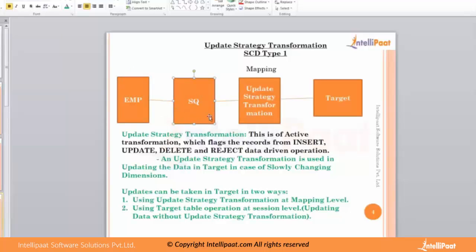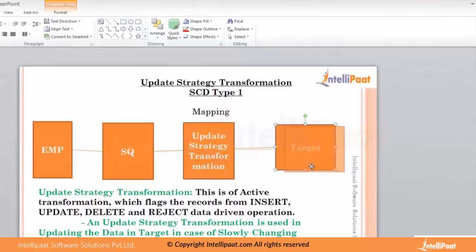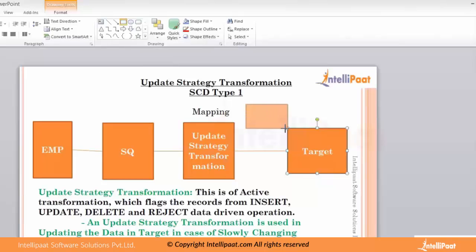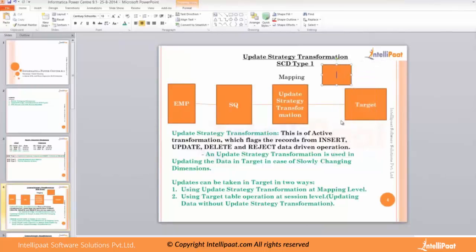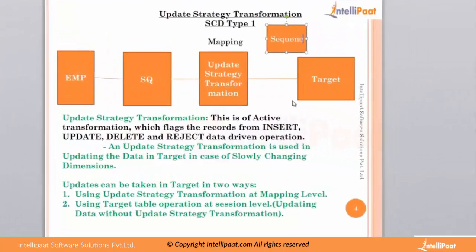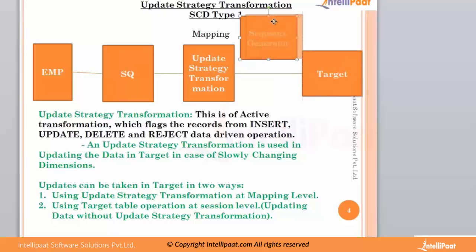We have a source qualifier for the flat file, then a transformation called the update strategy transformation, and then a target where we want to add one more transformation here called sequence generator. This sequence generator, or sequencer, is used for generating a specific sequence which only appears in slowly changing dimensions or data warehousing.